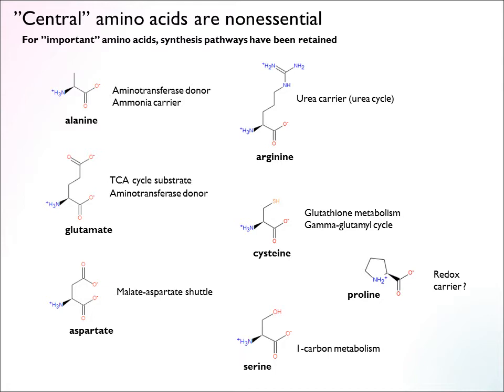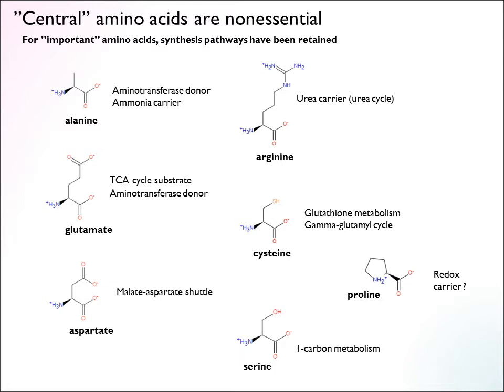Cysteine is part of glutathione metabolism and something called the gamma-glutamyl cycle, which is also a kind of central process. We're not going to look at that so much. And so on. Serine is part of 1-carbon metabolism, which is the subject of another lecture later on. Proline is one amino acid, which we're not really sure about, but we think it's a redox carrier, and it has some interesting roles in the mitochondria. And there are a couple of more examples.